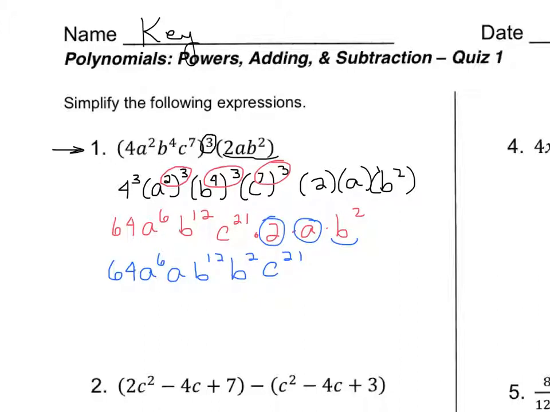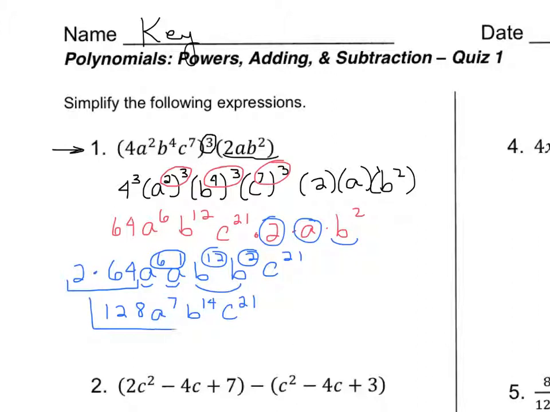Ooh, I didn't move my 2. My 2 I'm going to put out front. That's fine, because remember this is multiplication, so I can multiply in any order I want. By moving these next to each other, I can see that's just 128. Right here I have common bases. They're both a, so I add my exponents. Common bases, and it's multiplication, so I add my exponents, and then c to the 21st. And so that is my final answer.